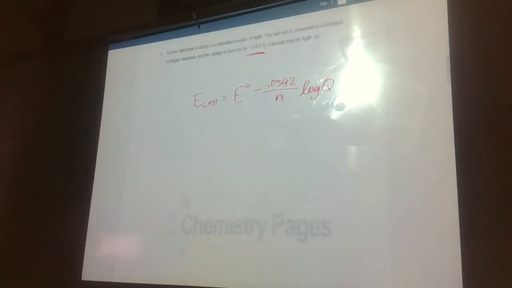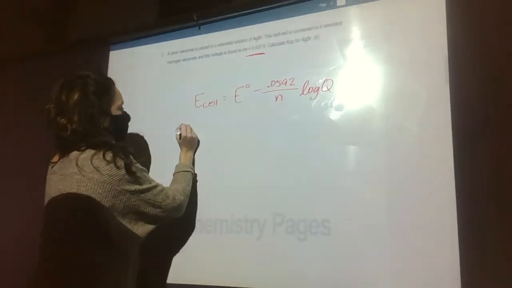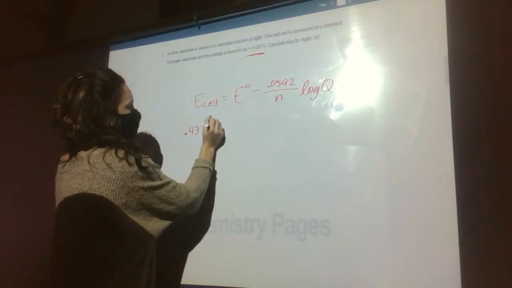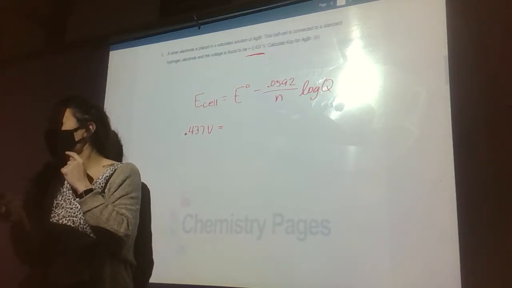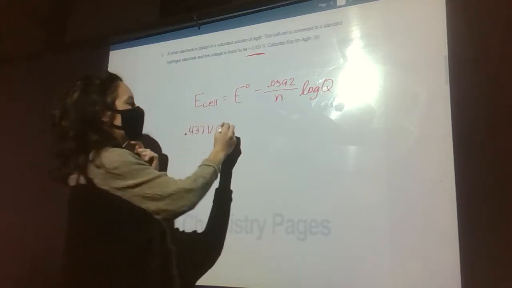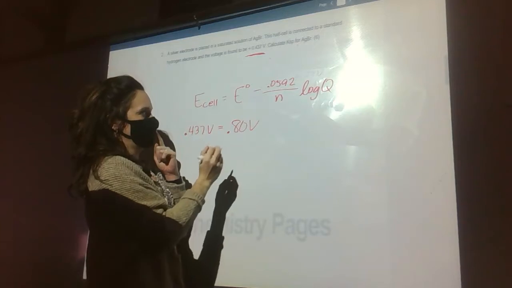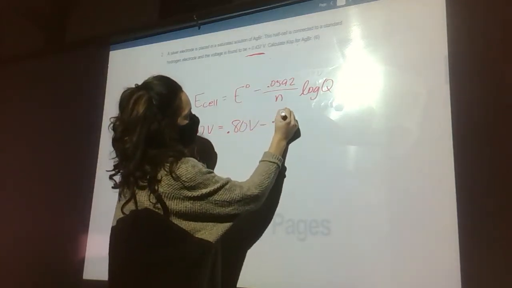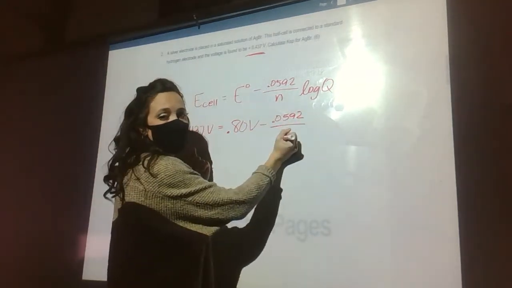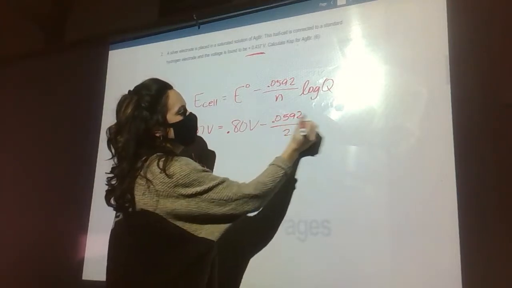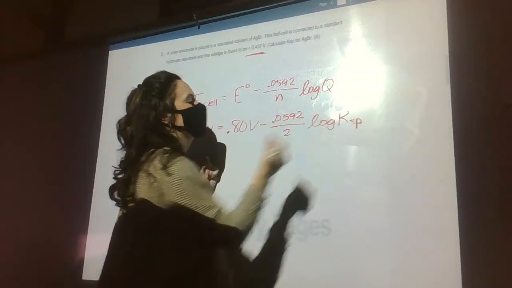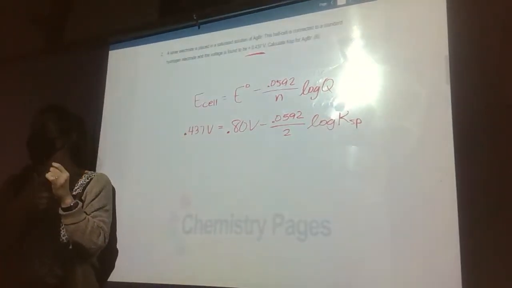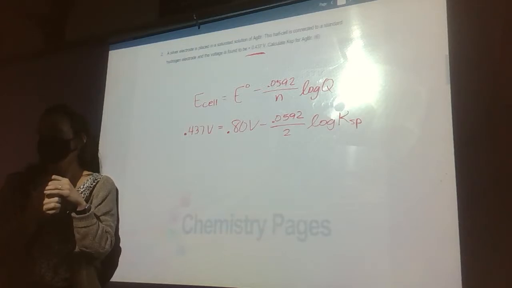So E cell is given, 0.437. Silver is positive 0.80. Hydrogen is 0. So it should have been 0.8 volts. Number of electrons is 2 because hydrogen is 2. And then the log of Q can always be replaced with a K if you're at equilibrium. And then you just solve for K.